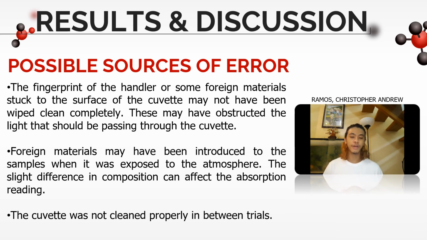Next, foreign materials may have been introduced onto the samples when they were exposed to the atmosphere. A slight difference in composition can affect the absorption reading. The last possible source of error is that the cuvette may not be cleaned properly in between trials. So it is possible that there may be small traces of the sample from the previous trial left in the cuvette, and when you add the new sample, its composition would change due to those small traces. Thus, you will have a different absorbance yield than you would normally have.